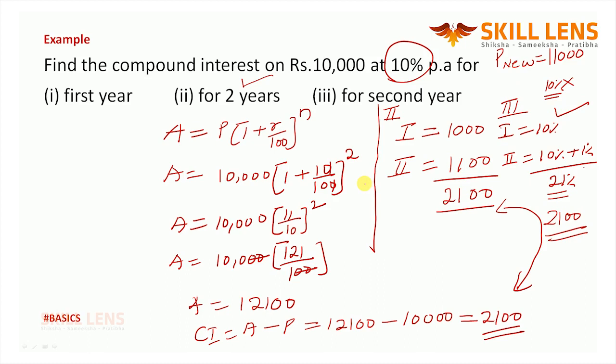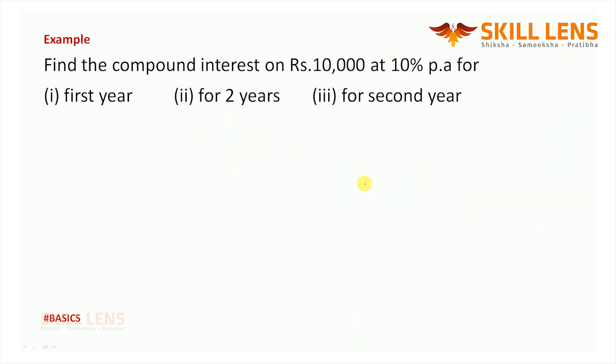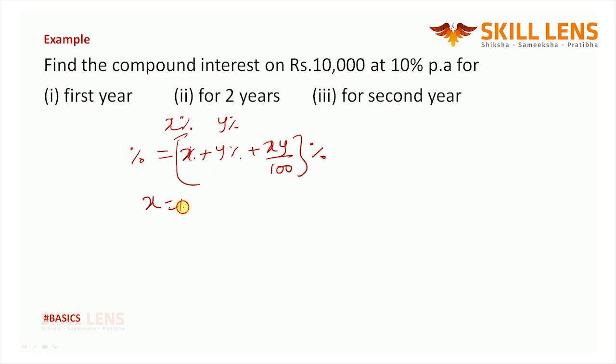So let me take you through another easier way. If the first year's rate is X% and the consecutive next year is Y%, the overall percentage is going to be X% plus Y% plus XY by 100. Okay, X% plus Y% plus XY by 100. So that will give you the overall percentage. So here the X value is what? 10%. Second year also it's 10%.